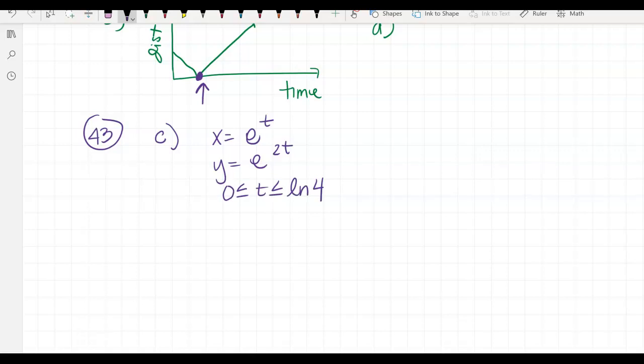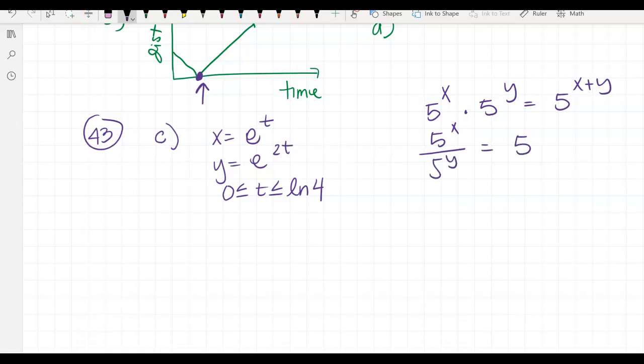All right, guys, I know we're going to run out of time, so let's review some log stuff. Let's do exponential first. Some number, let's call it 5 to the x times 5 to the y. When you multiply numbers with the same base, what do we do with the exponent? We add them, right? So this is 5 to the x plus y. 5 to the x divided by 5 to the y: what do we do? 5 to the x minus y. 5 to the x raised to the y? 5 to the x times y.